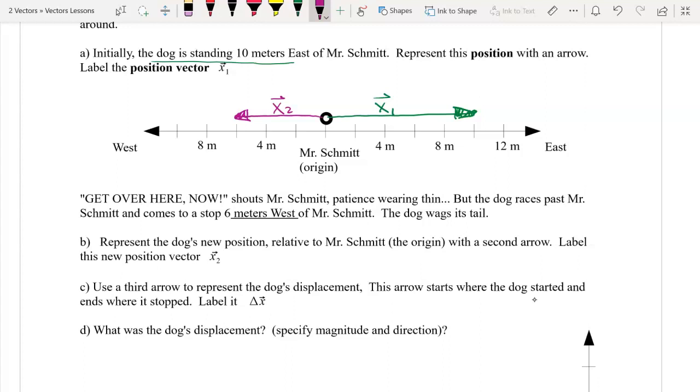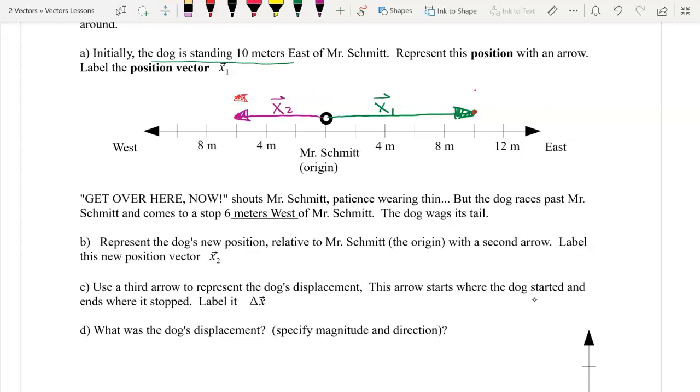Now let's represent the dog's displacement, that is, the dog's change in position. It extends from the head of x1 to the head of x2. I could draw it like this, but it's really hard to see when I draw the vector like this. So instead of drawing it on top of the vectors, I'm going to draw it just above.